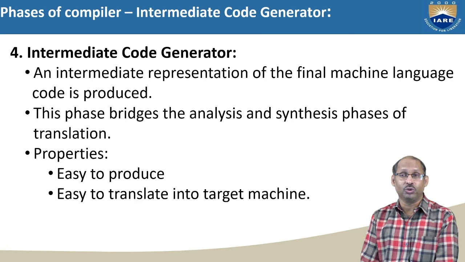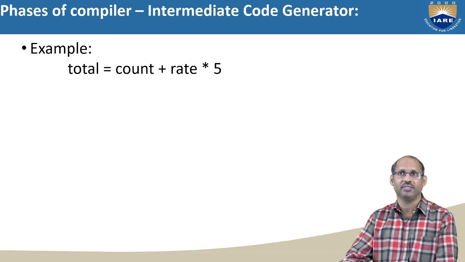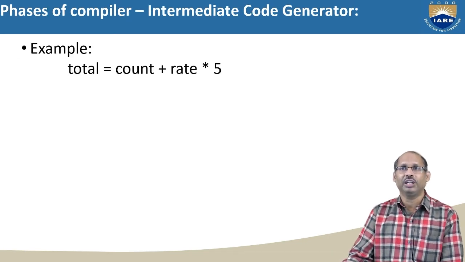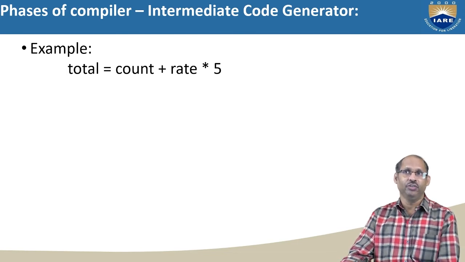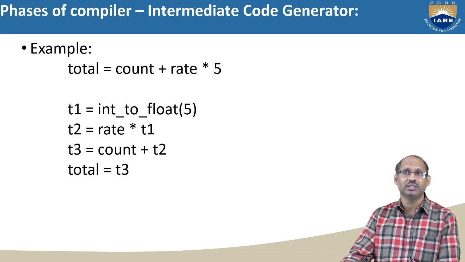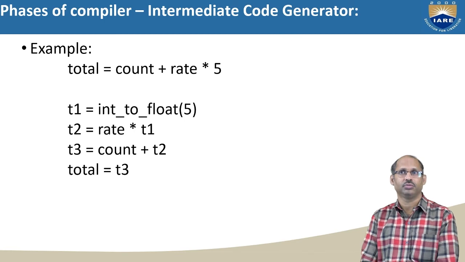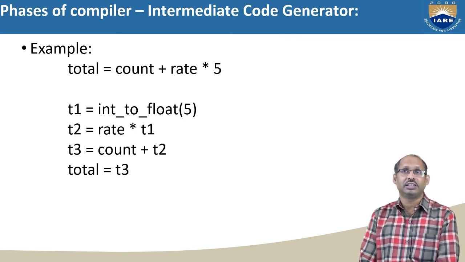The intermediate code generator will generate an intermediate representation in one of the three intermediate forms. Example is three address code. We'll see, so here total equal to count plus rate into 5 will be converted to this three address code representation. Right? This is a three address code representation.